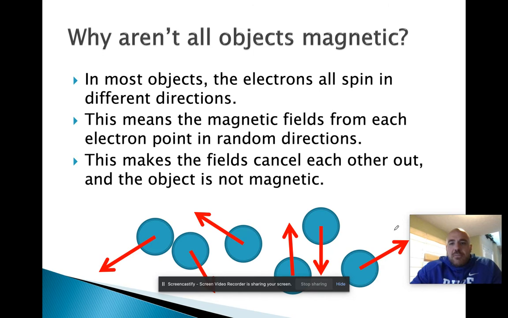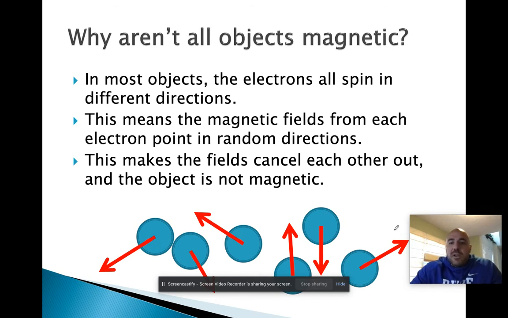And in most objects, the electrons all spin in random different directions, like you see in the picture down here, all these different arrows, meaning they're spinning in those different directions. And that means each of their little magnetic fields point in random directions too, so they all kind of cancel each other out and nothing's magnetic. And that's almost all objects. So pretty much everything. I mean, look at your desk. There's probably nothing on it right now that's magnetic. Your pencil's not, your pen's not, your phone's not, unless you have the new iPhone, I guess, the 12.